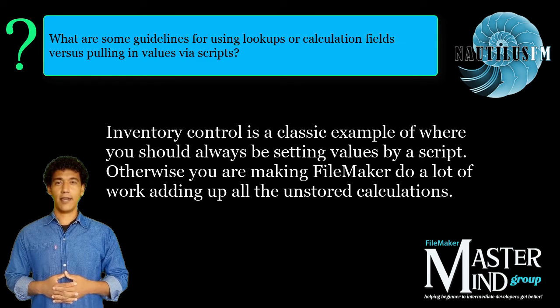Let's take a classic example of inventory control. Inventory comes in and is added and items are sold and deducted. The net result of these two transactions, which are happening in separate tables, is the current inventory level. If you use calculations to get that number, they will be unstored and slow, sometimes very, very slow indeed.